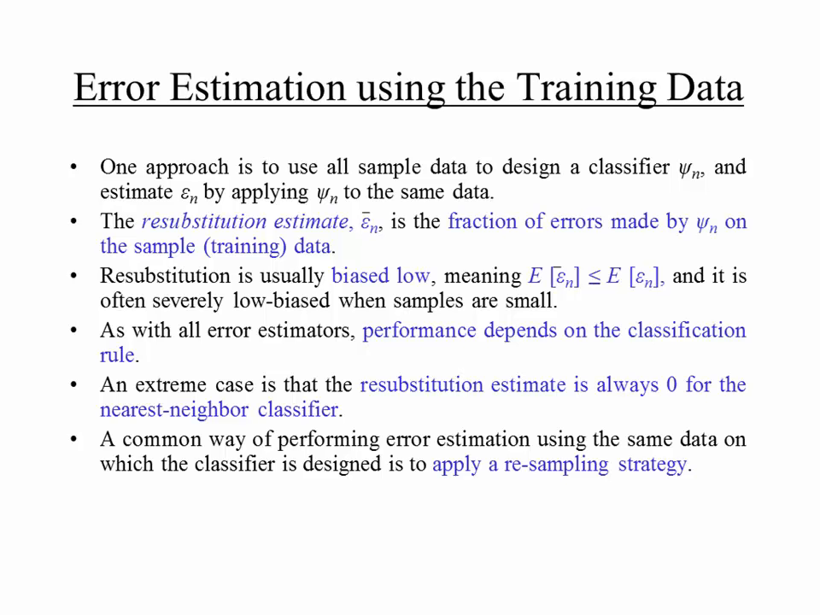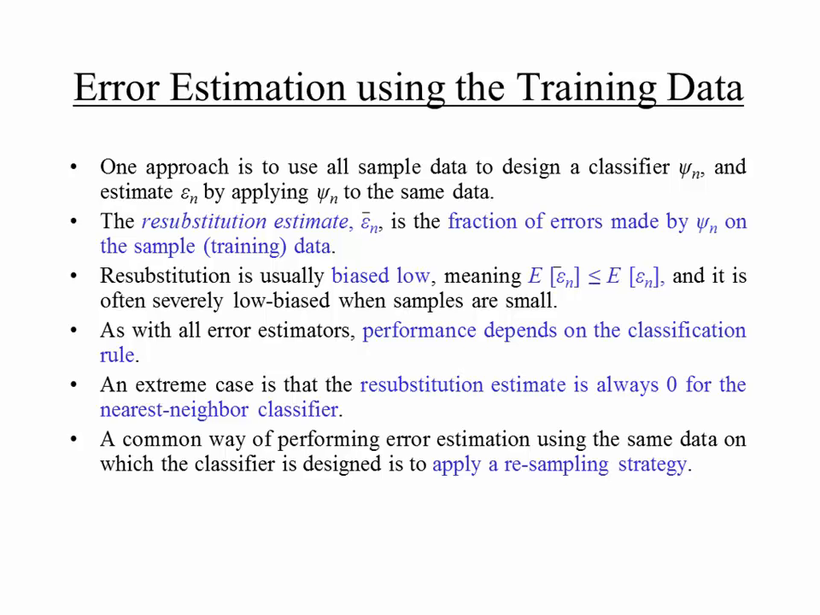With resubstitution, you naturally expect that it is going to be biased low because it's very optimistic. You're not using new data; the data on which you train the classifier is the one being used to test it. The resubstitution estimate is often severely low-biased when samples are small. As with all error estimators, performance depends on the classification rule. An extreme case is that the resubstitution estimate is always zero for the nearest neighbor classifier. If you use the nearest neighbor rule and do the resubstitution estimate, the classification is 100% accurate, so the error is going to be zero.